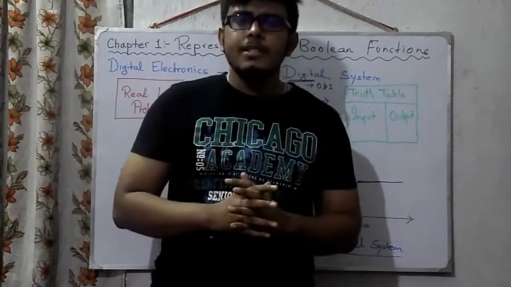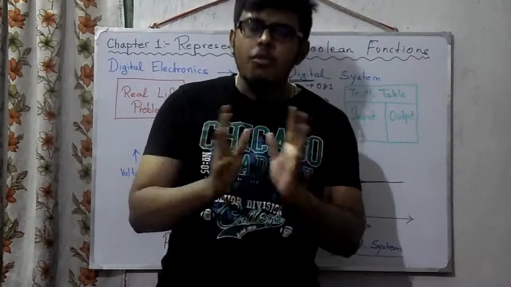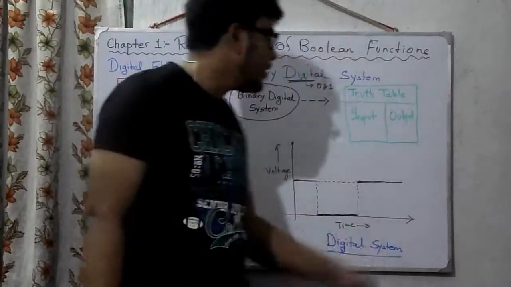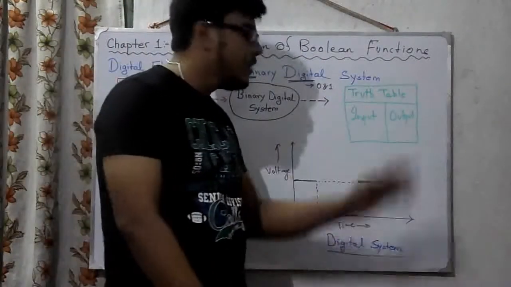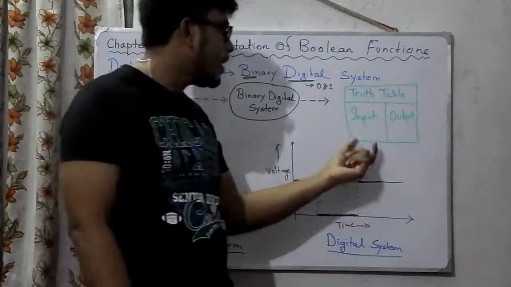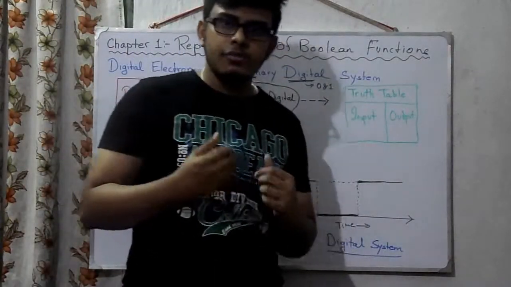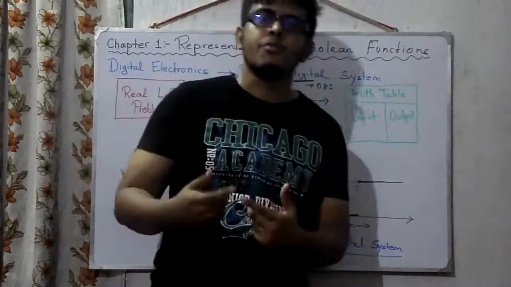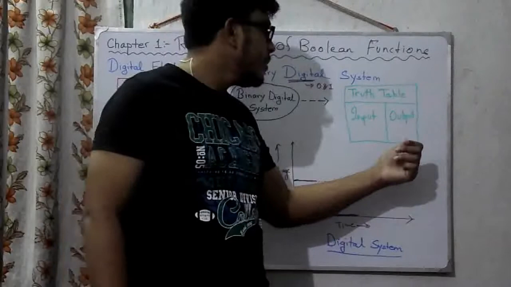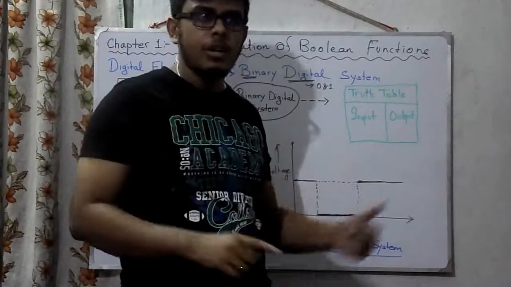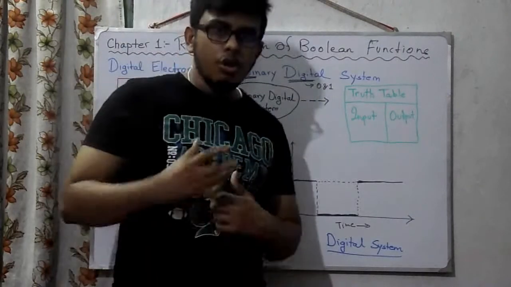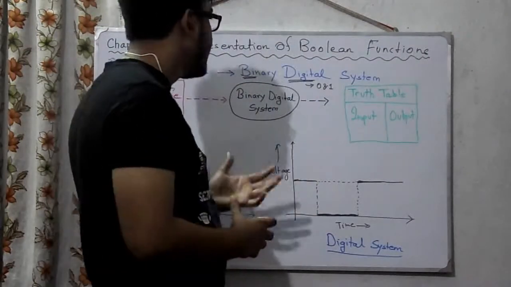Then we represent it using the simplest form of representation of a binary digital system, that is a truth table. Now a truth table will have two sections. One is the input section, one is the output section. That is, for a particular combination of inputs of zeros and ones, we will get a particular combination of outputs of zeros and ones. It may be a multiple input, it may be a single input, it may be a multiple output or a single output, depending on the problem. Now this is the basic outlook of the binary digital system.